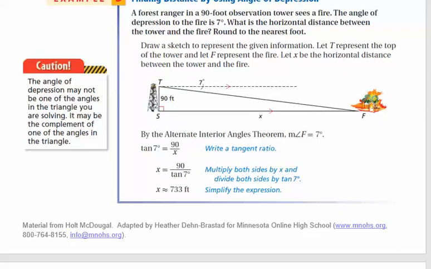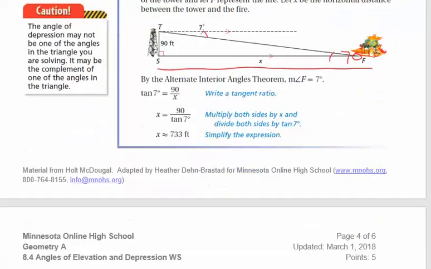So if they tell you that this up here is 7 degrees, but you need to find x, then you also know that this is 7 degrees. And you can find that with alternate interior angles, or you can just remember that the angle of depression will equal the angle of elevation. All right, so in this one, then you would solve using trig again.